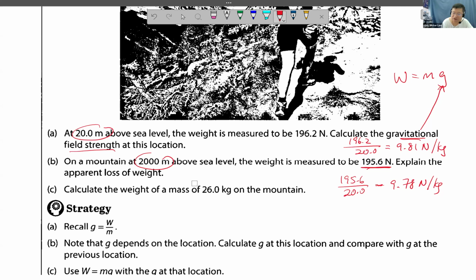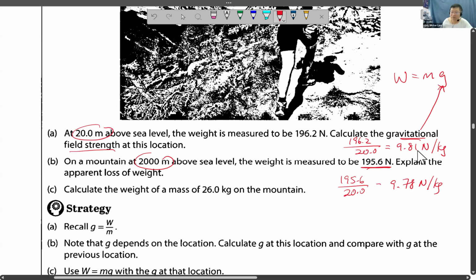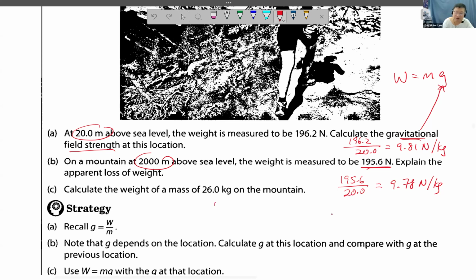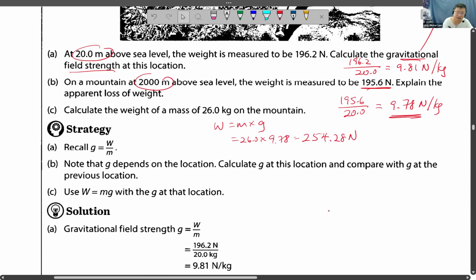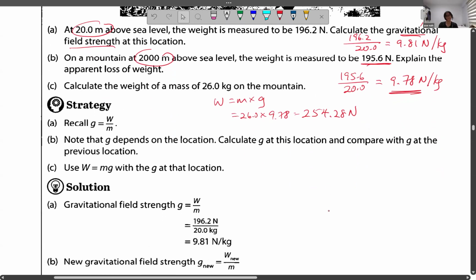Do you realize that my gravitational field strength has become lower now? From 9.81 to 9.78. Is it okay? So on the mountain, what is my weight? My weight is equal to the mass times gravitational field strength g, right? So it's 26.0 multiplied by g. This is a mountain, 9.78. Times 26, and my answer is 254.28 Newton. Exact value is this.